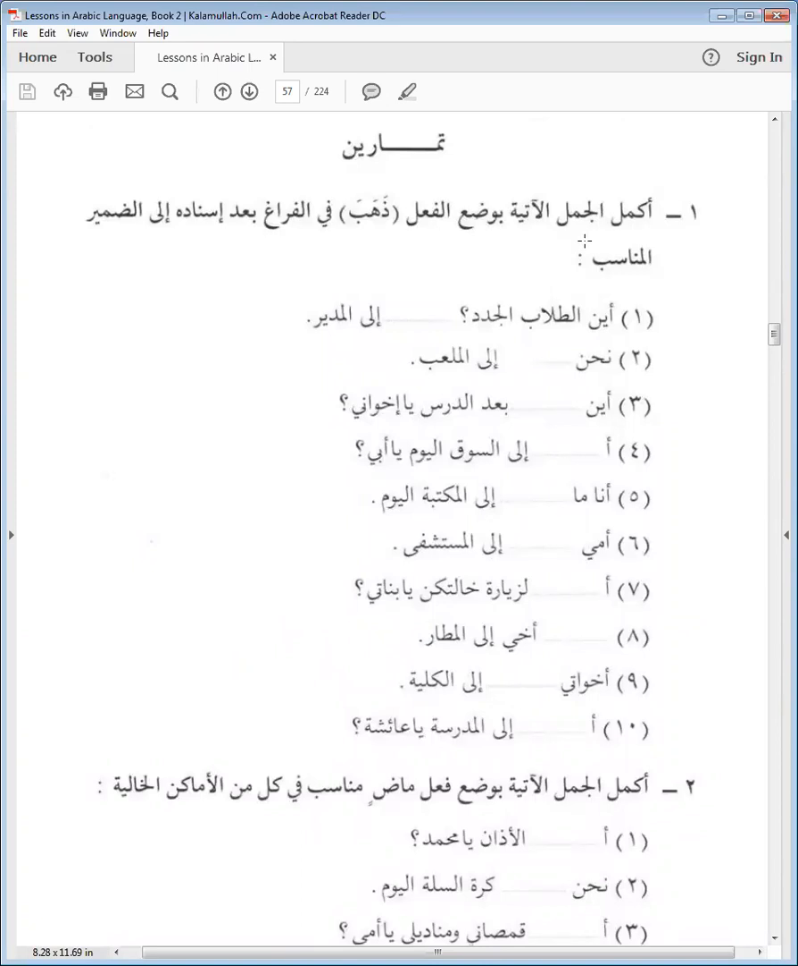Here we have to fill in the spaces with the suitable form of the verb, right? The past tense form of the verb, ذهب. Okay, so we have some sentences with spaces in them, and we have to put in the appropriate conjugation of the verb in each sentence. All right. So this is a practice on our ability to conjugate the verb.